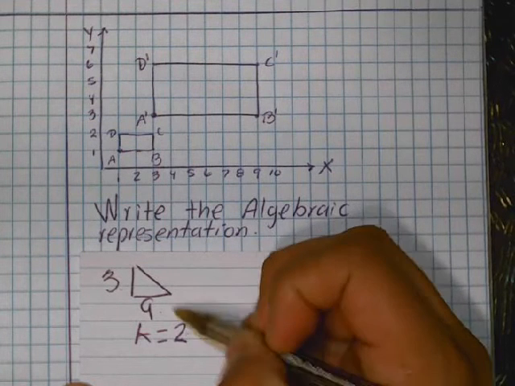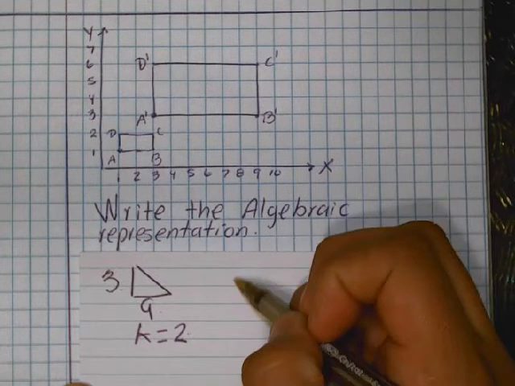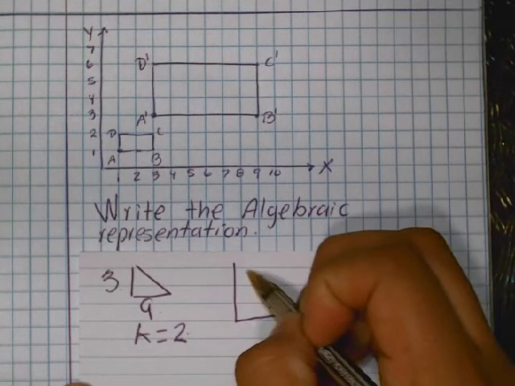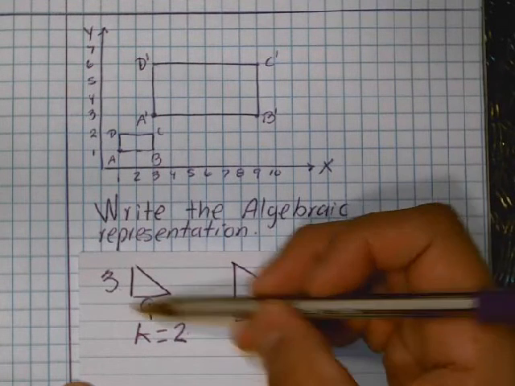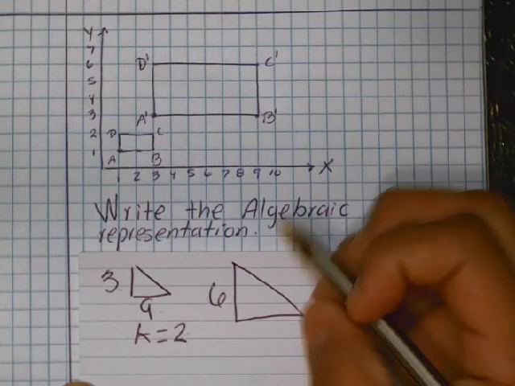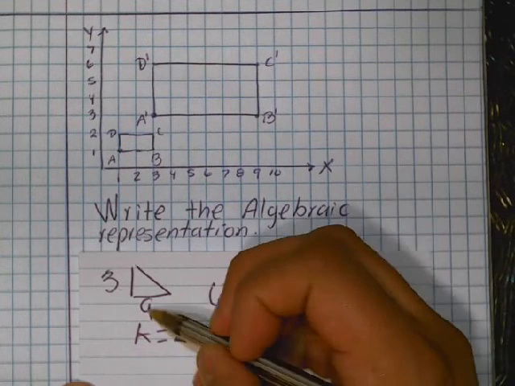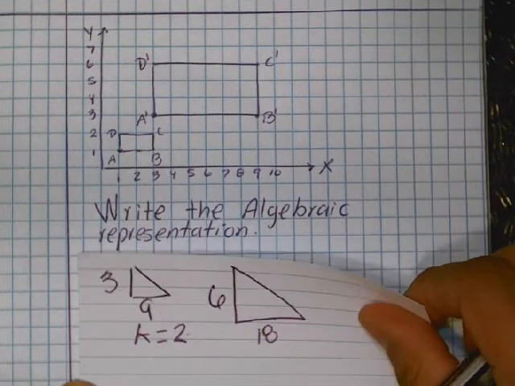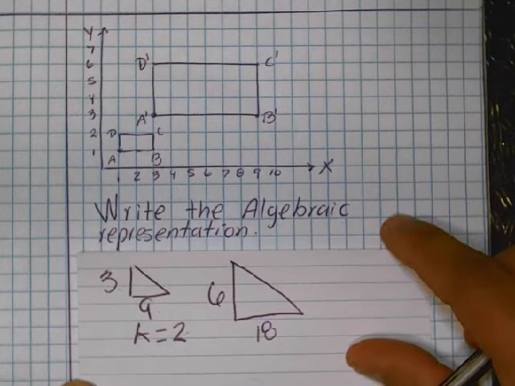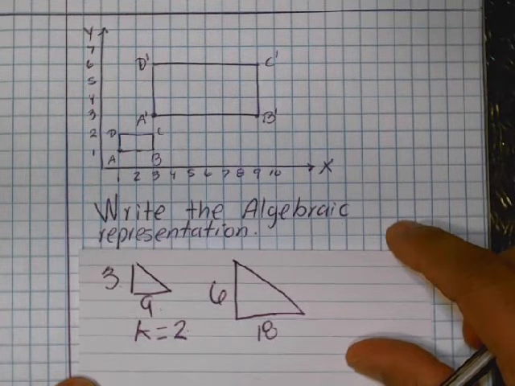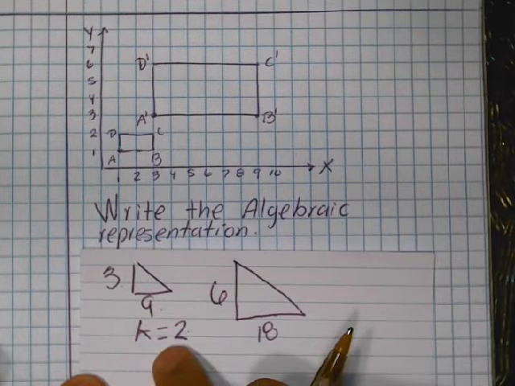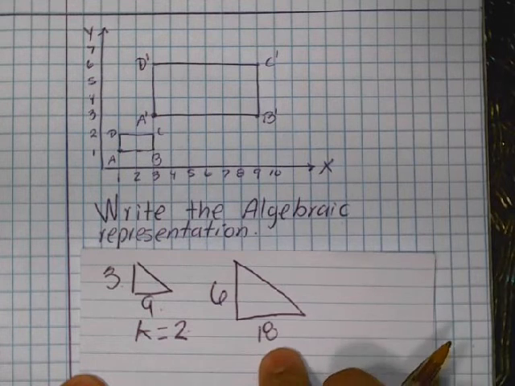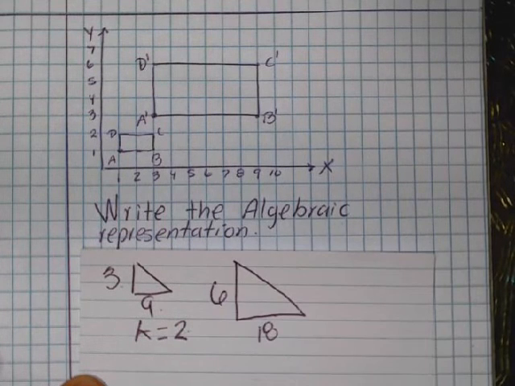Notice it is more than 1, so this is going to make the shape bigger. So this side is going to be 2 times 3, which is 6, and this one is going to be 2 times 9, which is 18. I know you don't have this paper. You don't have to put this in the notes. This is just for you to follow my example. But I want you to see what happens. I'm using the scale factor to make it bigger.